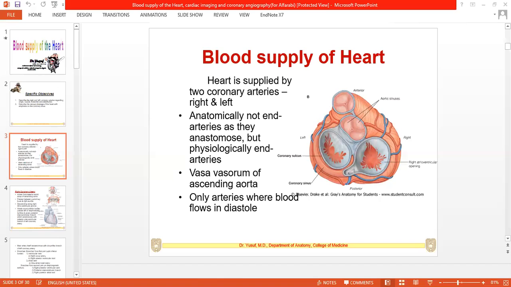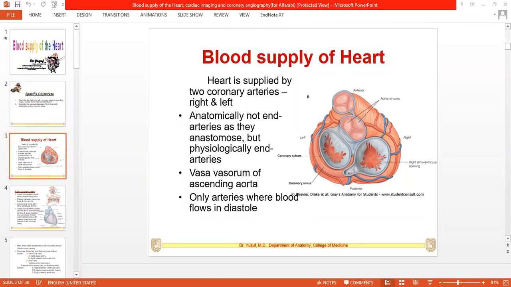The aortic sinuses are there, and just above those aortic sinuses we can see the openings. These are the openings for the right and left coronary arteries. So this right coronary artery begins from the anterior right aortic sinus. From here is the beginning of the right coronary artery, and here it will come out.